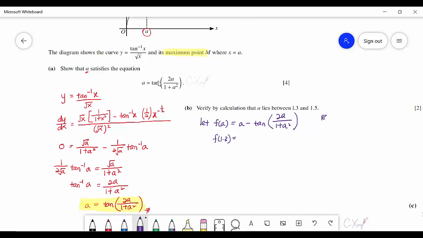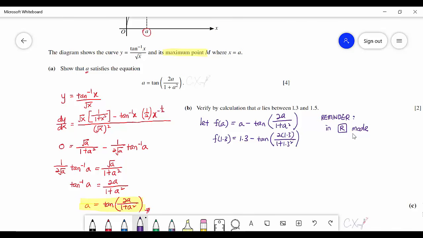Please take note that if you want to get the correct answer, you have to put your calculator in radian mode. All the values that we measure here are in trigonometric expressions, so all these are actually radians, not degrees. So I'll always put it into radian mode, and then calculate the value using the calculator. You substitute 1.3 into the function.